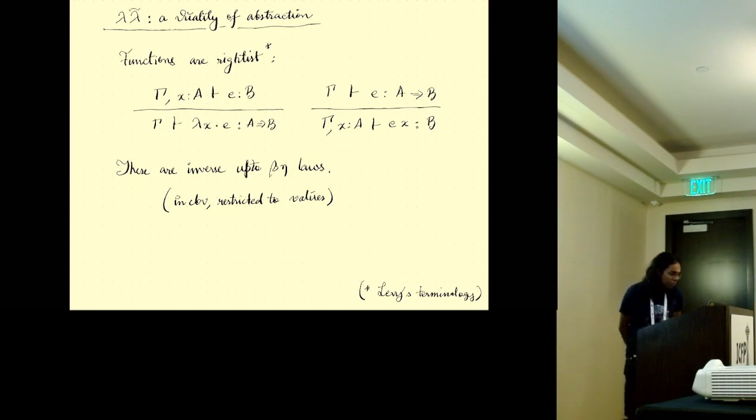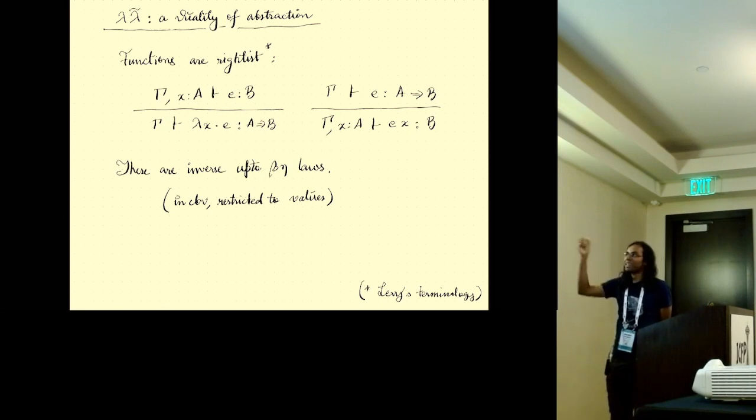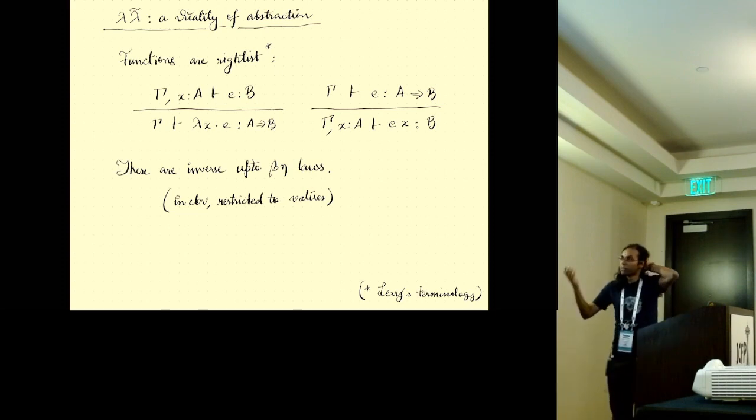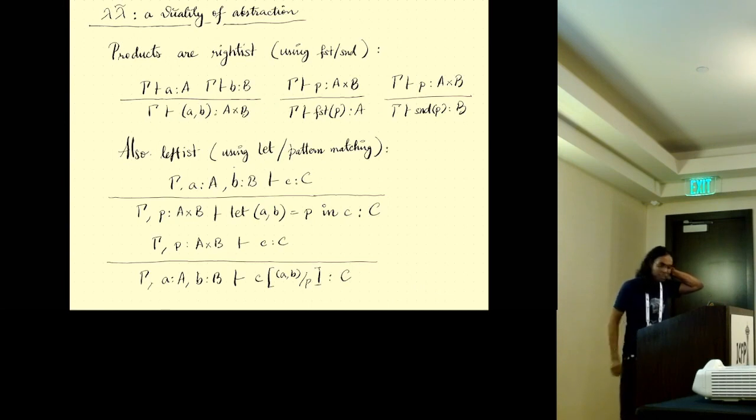Okay, so when you have functions, they're always rightist because natural deduction forces you to introduce them on the right, and this lambda rule is always reversible. So you apply and you go back up the lambda. Okay, and these are inverse up to beta eta, but well, if you restrict to values, it's only up to values.